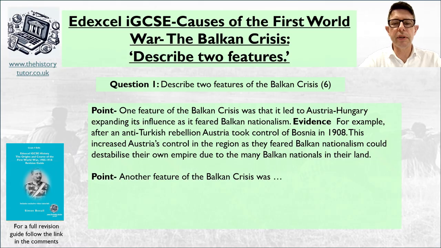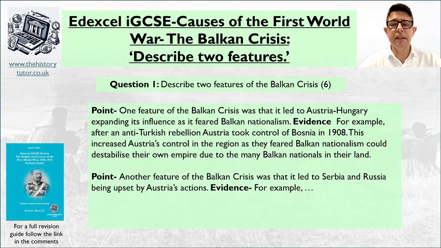Now let's give another point here. So we've got our starting sentence here. Another feature of the Balkan Crisis was, okay, so now thinking about Serbia and Russia, how are they thinking about this? What are their reactions? So pause me now and give an opening point about their thoughts. Okay, so I've given a very simple opening argument that it led to Serbia and Russia being upset by Austria's actions. Okay, so nice and simple. So now we can just support how they're upset with some evidence of the events. So looking through your notes, you could describe some ideas here about both these countries being upset. So for example, and then away you go.